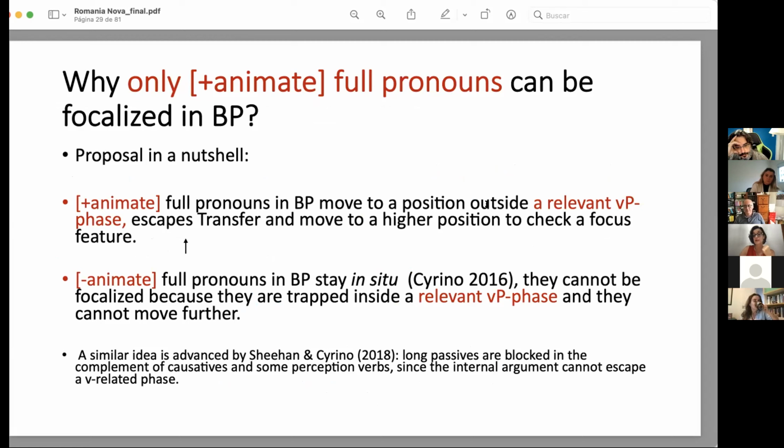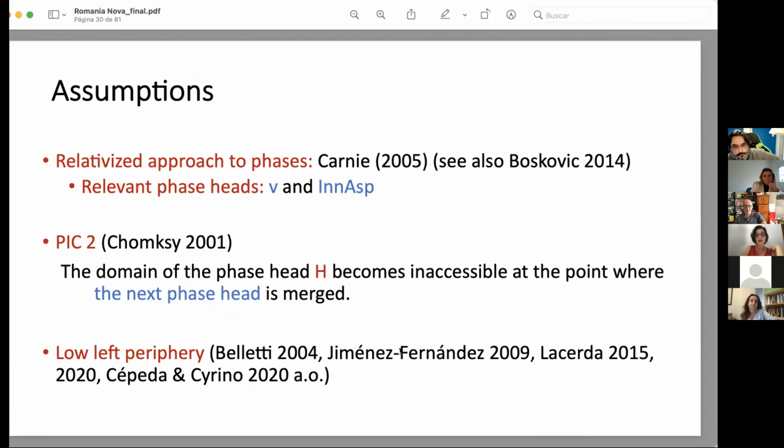move to this position outside a relevant VP phase, escape transfer, and move to a higher position to check a focus feature. Minus animate full pronouns stay seated. They cannot be focalized because they are trapped inside a relevant VP phase and they cannot move further. More or less what Michelle said today, that we have the blocking of these long passives in certain configurations. So I have to have some assumptions in order to have this working.